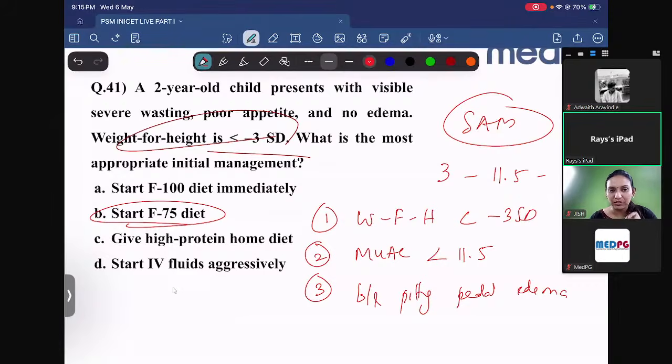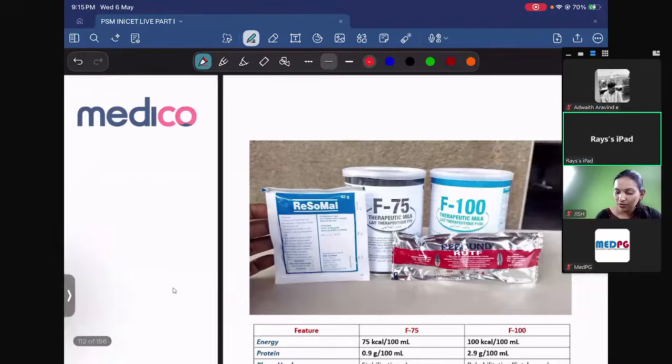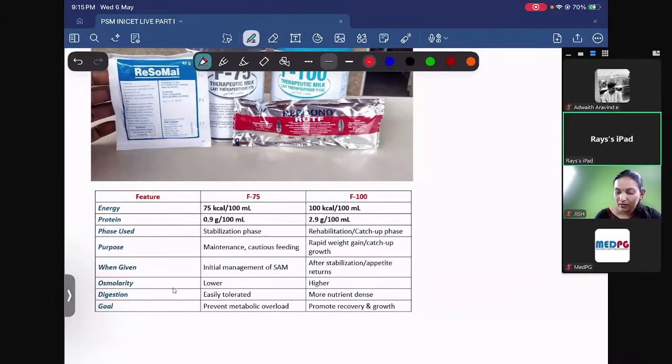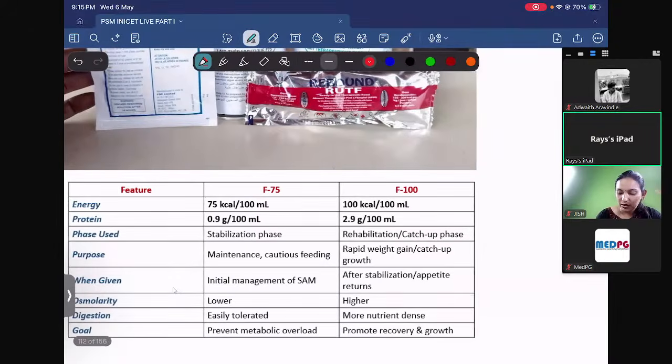So we have 2 types of diet, F75 and F100. 75 is 75 kilocalories, 100 is 100 kilocalories. So in a SAM child, during the stabilization phase, you give F75 diet. Once the child improves, when the appetite returns, the basic electrolytes, everything is normal, then you change to F100 diet. We can prepare it. It is energy 75 kilocalories in F75 and 100 in F100. So initial management, you give F75. After stabilization, after the appetite returns, you give F100.